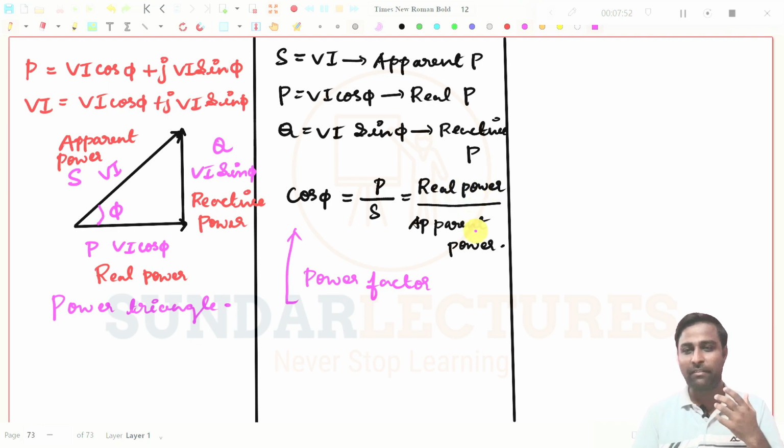How much of real power has been in the circuit, that will be the cos pi value. And that is nothing but power factor. What is power factor? Upon the total power we have given, how much power is utilized by the load, that can be calculated by the term cos pi. And cos pi will tell you what is the real power used. Right? That is the thing.